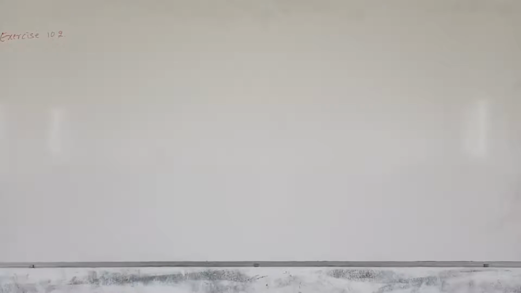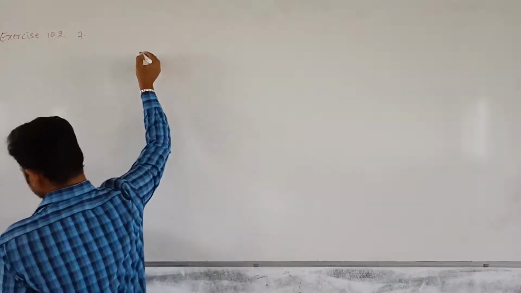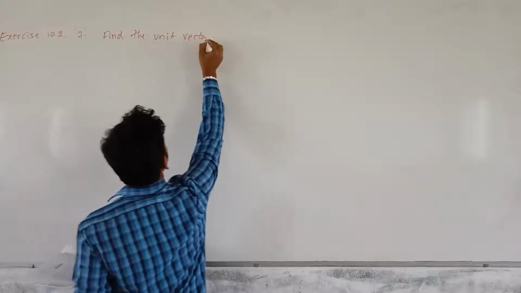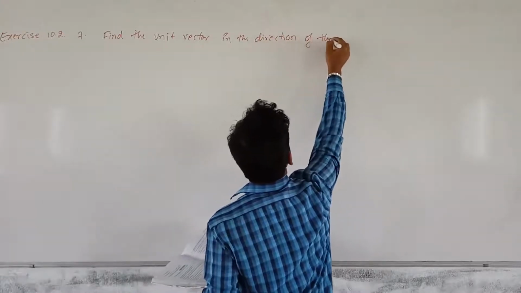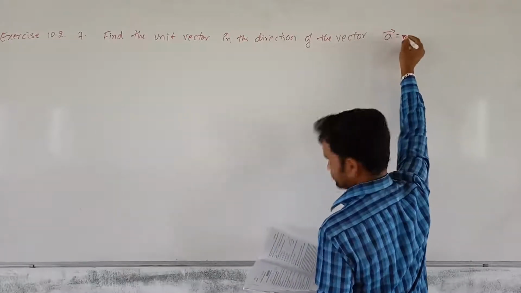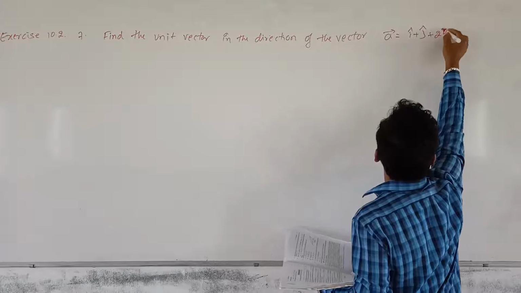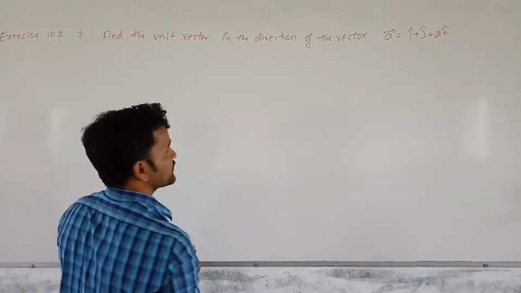Now, we will take the next question, that is question number 7. Question number 7 is: find the unit vector in the direction of the vector A, where vector A is equal to i plus j plus 2k. This is about question number 7.